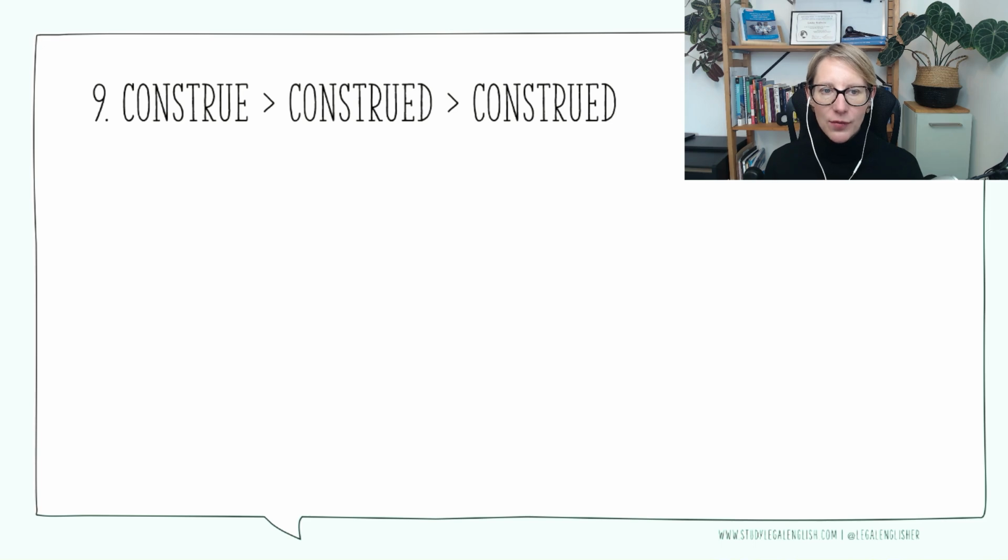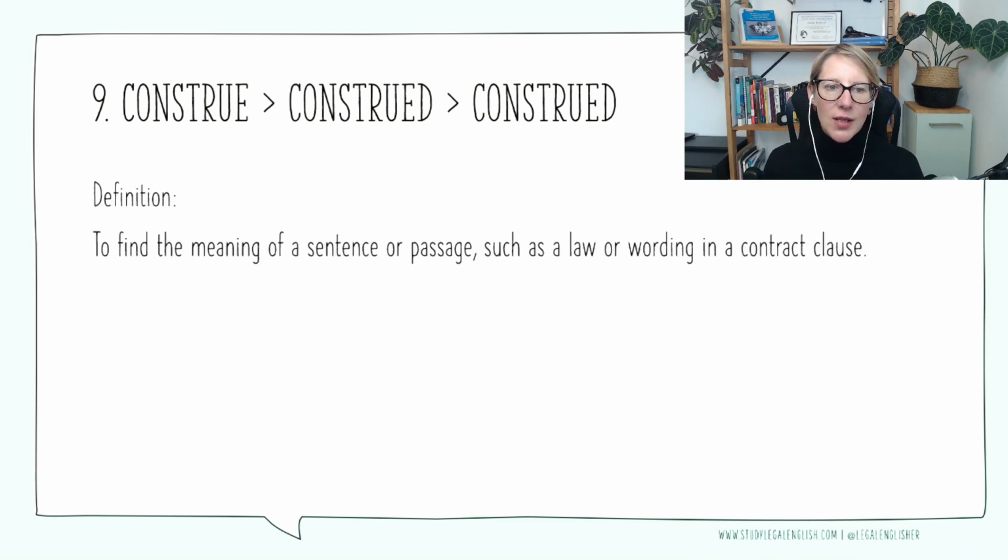To construe. In the past, this is construed, in the past simple, and in the past participle, it is also construed. Perhaps you've heard this verb, perhaps you've seen it, or perhaps it's new, okay? It is not to construct. To construct is a different verb, right? Let's have a look at the definition. This is to find the meaning of a sentence or a passage, such as a law or wording in a contract clause. And this is often an activity which is done by the courts. The courts are, in a sense, interpreting the law. They are construing it. Okay?